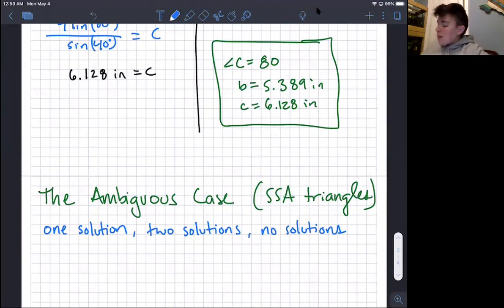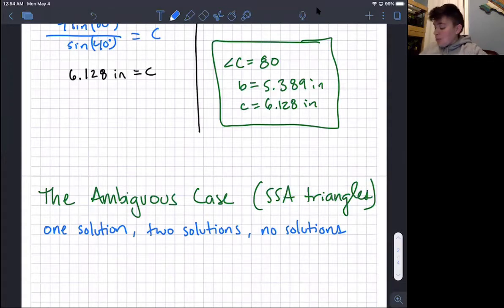So there's kind of a shortcut way to figure out if you have one solution, two solutions, or no solutions in a side-side angle situation. If you want to look those up, they are on page 547 of your textbook. You do have to do a little bit of math, but you can figure out which one of these you might be dealing with. I don't prefer to use those because it requires a lot of memorization, and I don't like it.